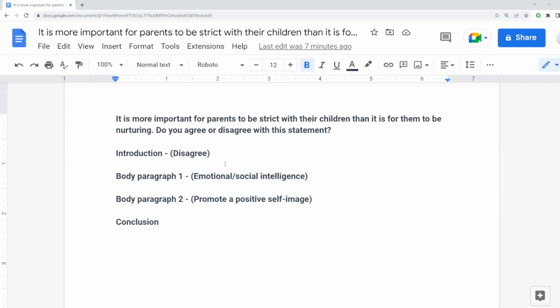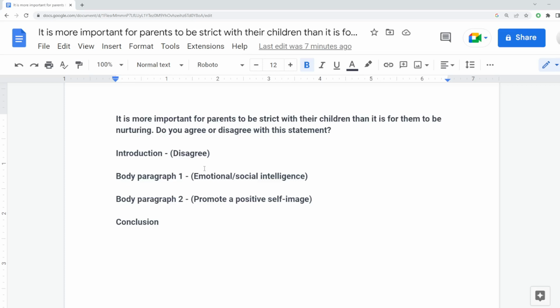Now, in body paragraph 1, I will talk about how nurturing approaches in parenting help children develop themselves emotionally and socially. Okay? So that is going to be the main topic here in this paragraph, is that this approach to parenting helps support their emotional and social intelligence. And I'll probably include a sentence that offers a very brief examination of how strict parenting styles do not do this as well, and therefore they should not be considered as important.